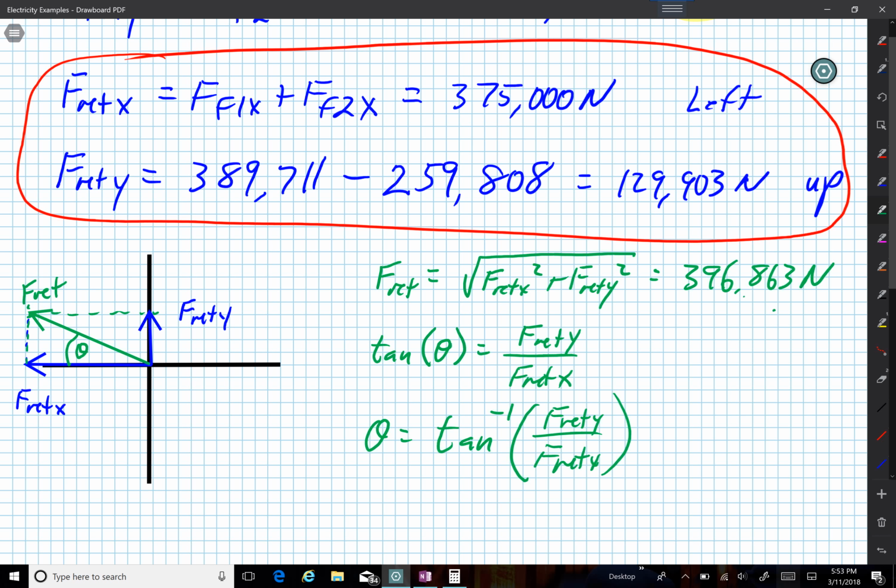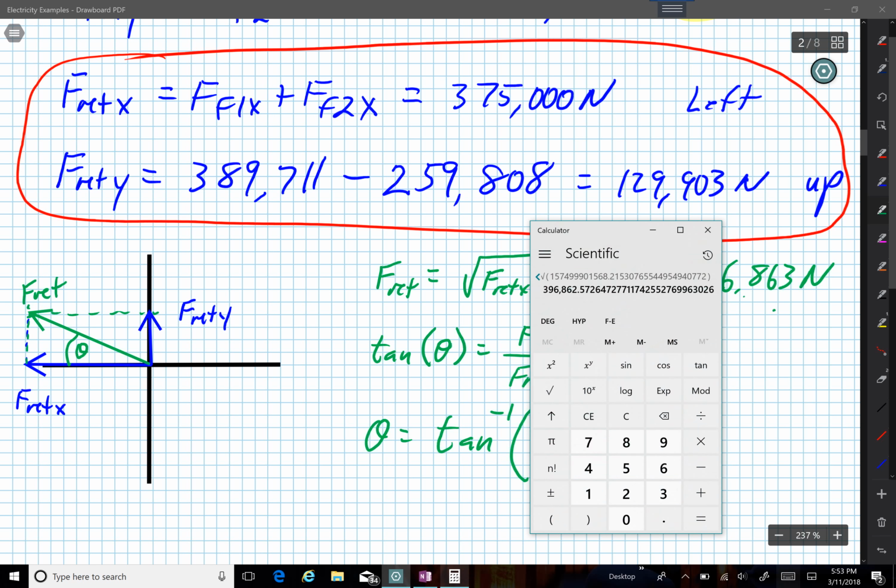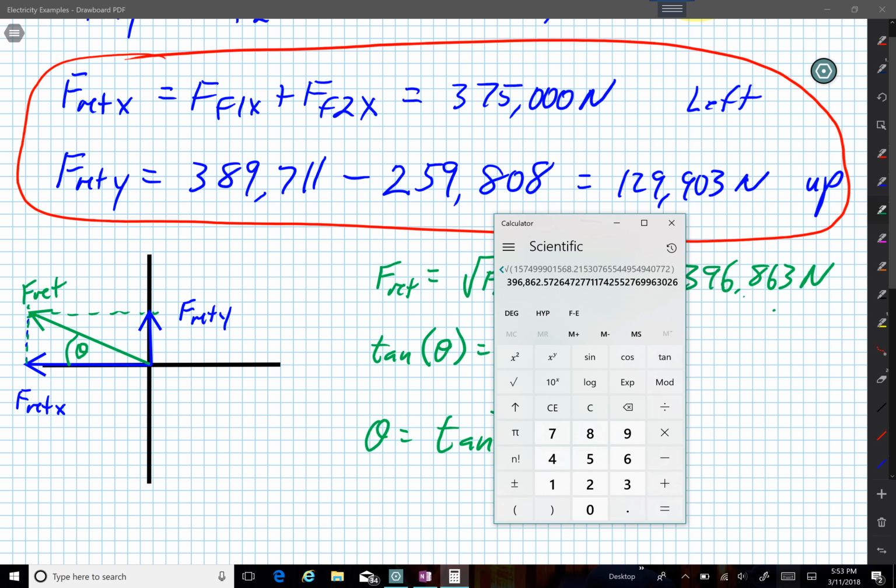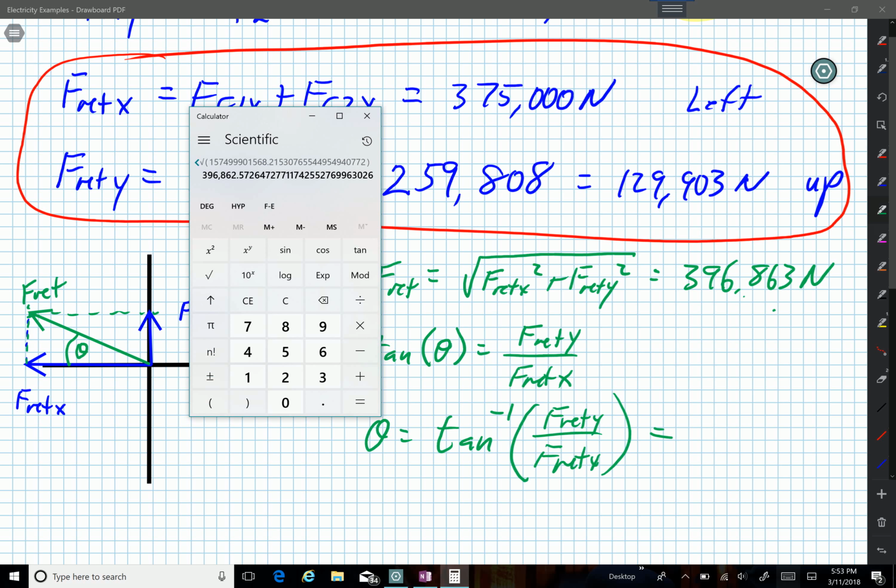Okay, and so I can just do that. Let's do this here. Okay, so let's clear this. So we're going to say F net y, that was the 903 divided by 375,000. That's that. And now I need to do the inverse tangent of that. And I get 19.1 degrees.